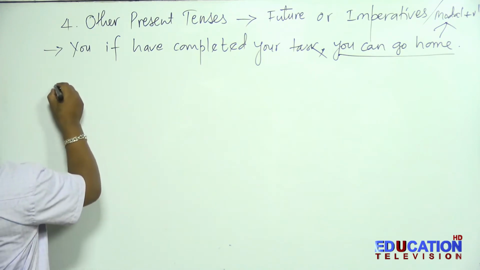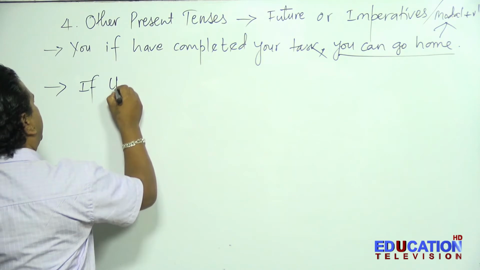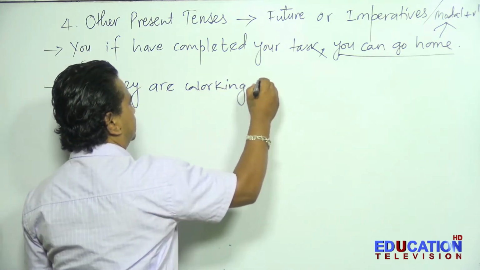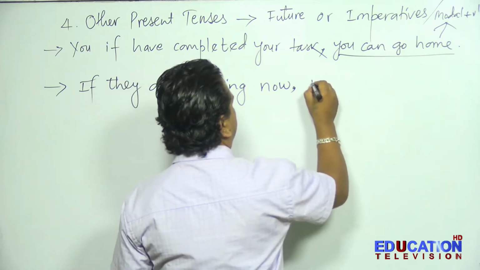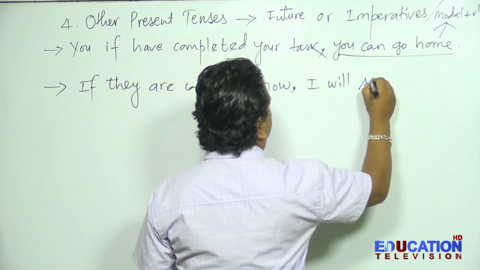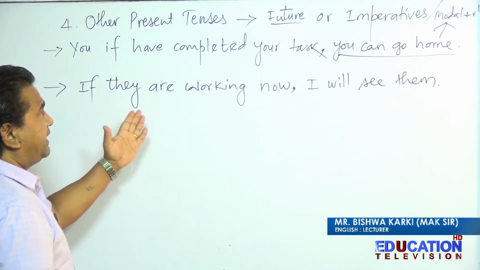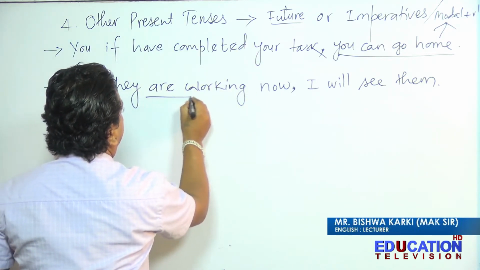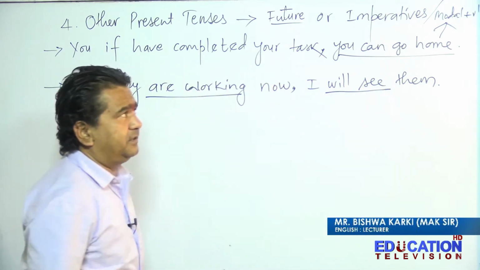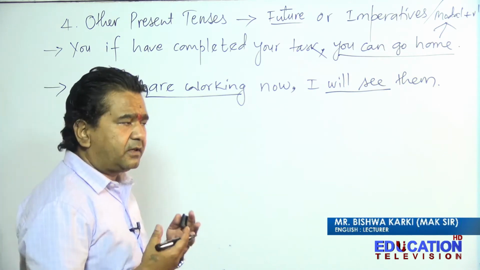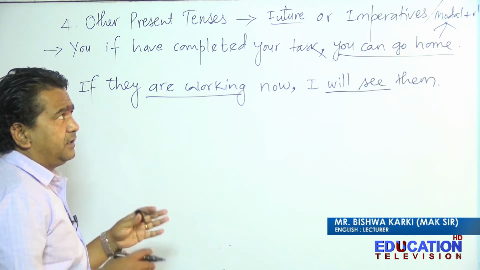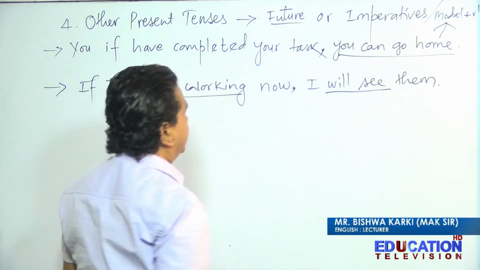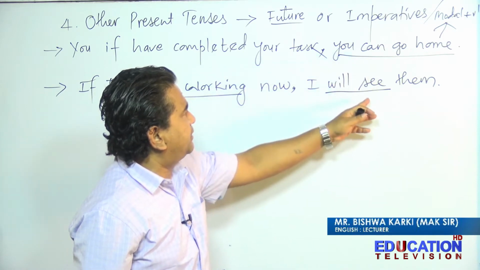Now future. If they are working now, I will see them. Look, if they are working now, I will see them. Look here. Here we have other present tenses, means here we have got present continuous, and here we have will plus V1. So it's not necessary that you must use only simple present. You can use other present tenses as well. And you will have either future or imperative or modal. This is modal plus V1, simple future. This is can plus V1.